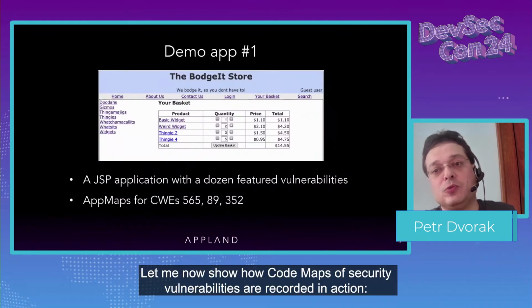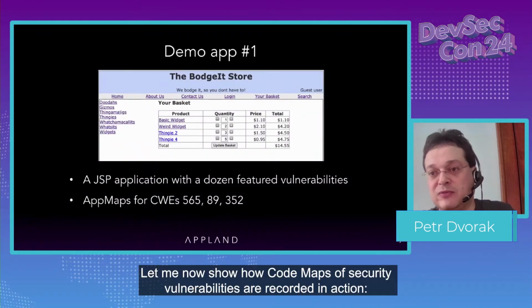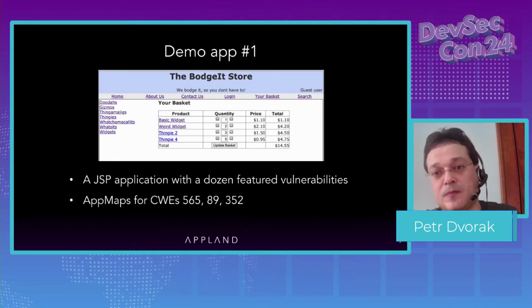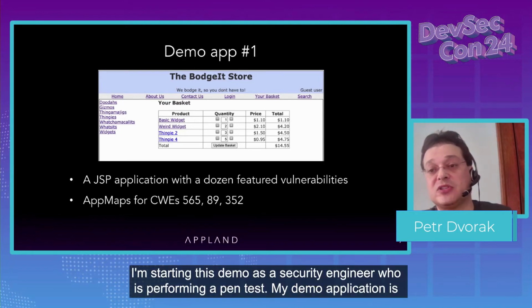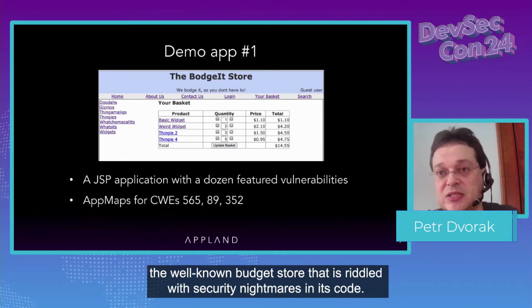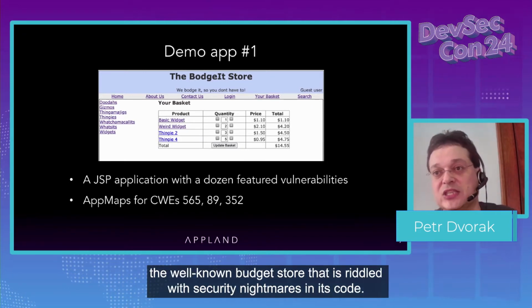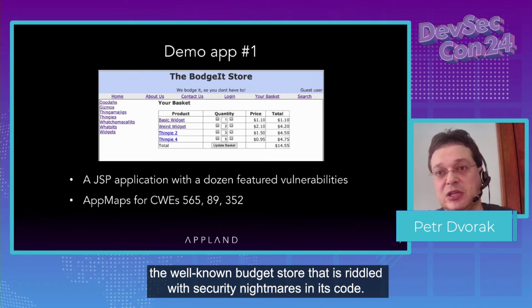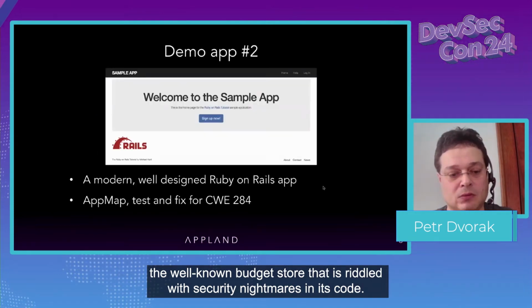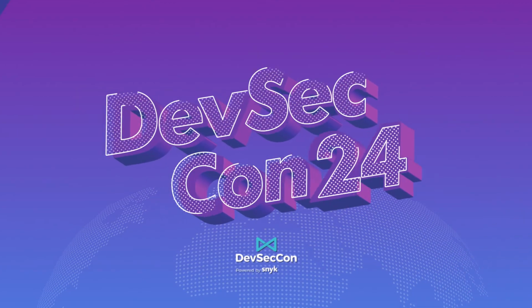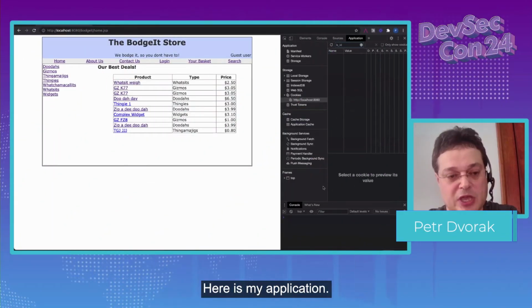Let me now show how code maps of security vulnerabilities are recorded in action. I'm starting this demo as a security engineer who is performing a pen test. My demo application is the well-known budget store that is riddled with security nightmares in its code. So here is my application.